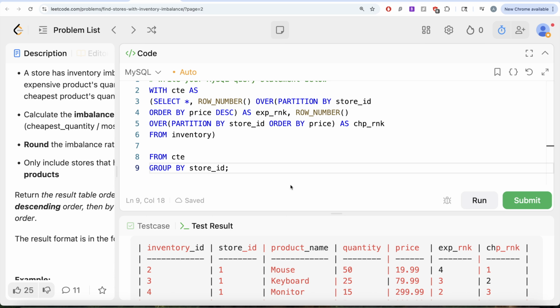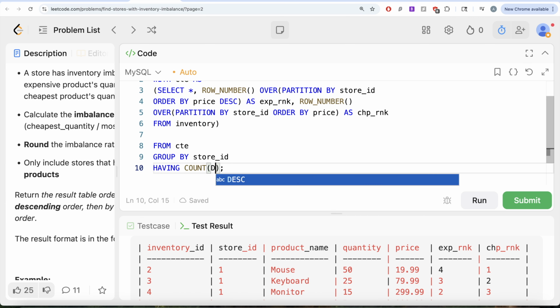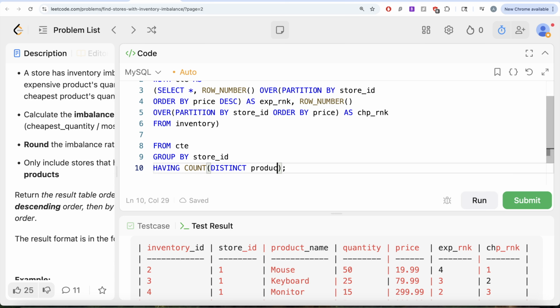So that means you need to filter based on an aggregate, and hence you can use the HAVING clause here. So HAVING COUNT of DISTINCT product name should be greater than or equal to 3, right? So that is only eligible stores for us.